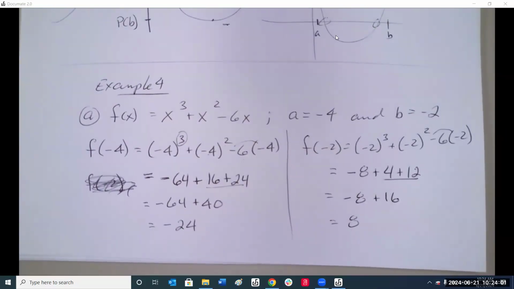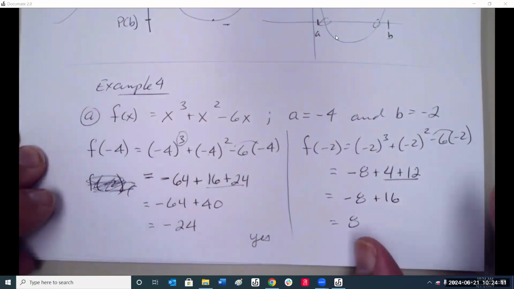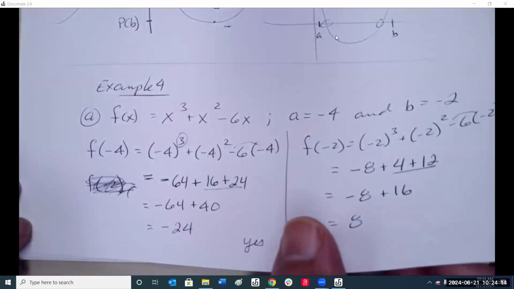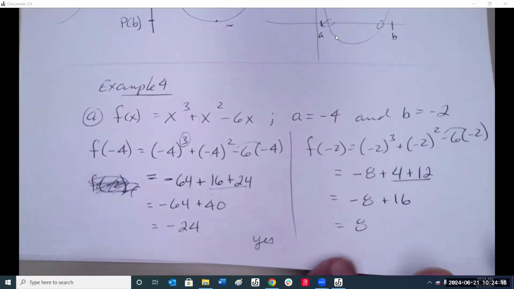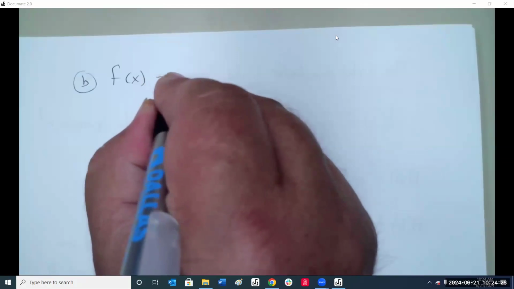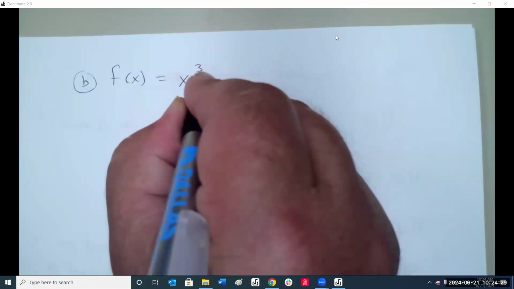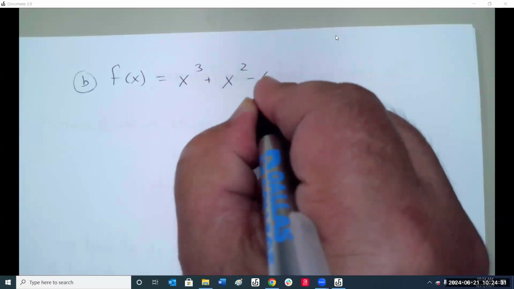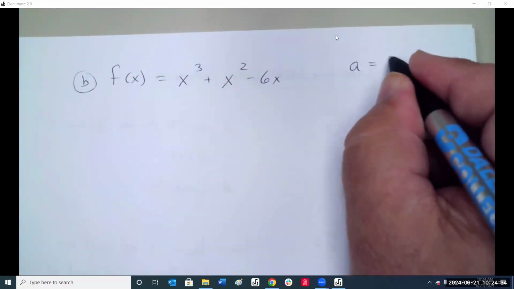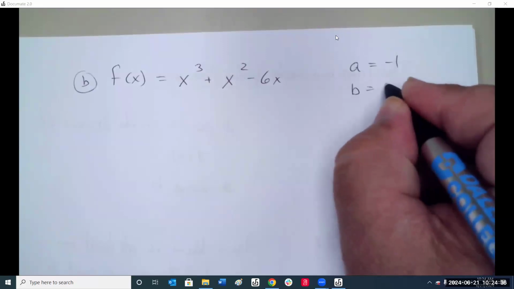So what does that tell us? Yes, there's going to be a point, which can be an x-intercept somewhere, because they're different signs. All right, let's look at B. The same equation, x cubed plus x squared minus 6x. A is -1, B is 3.